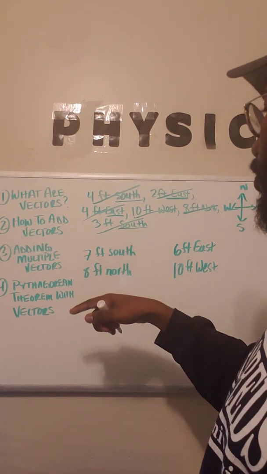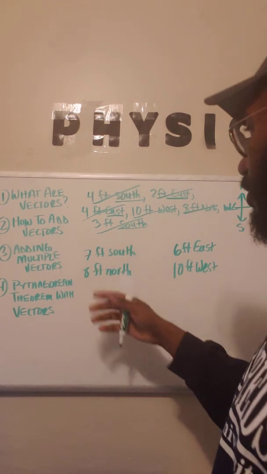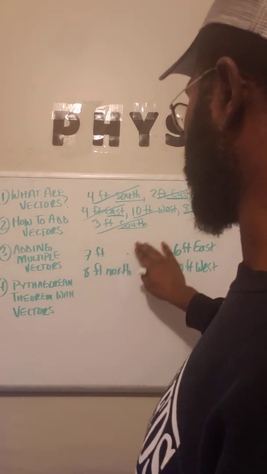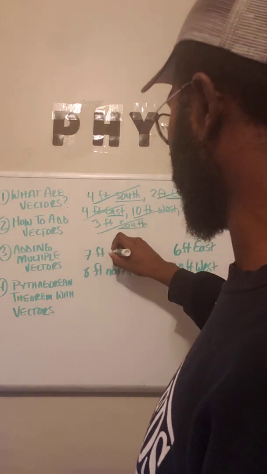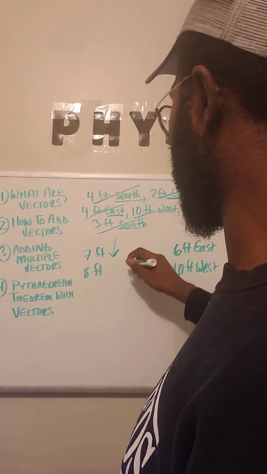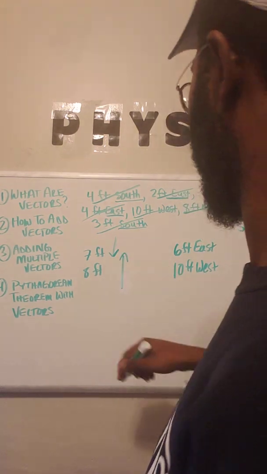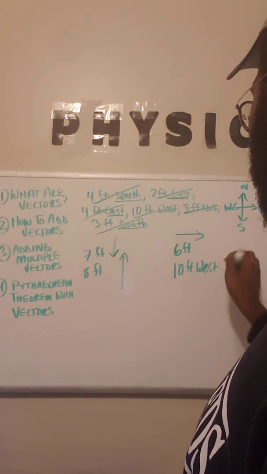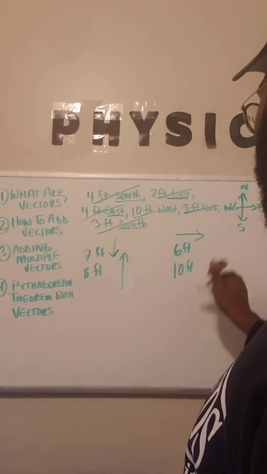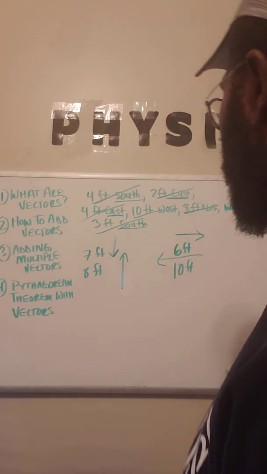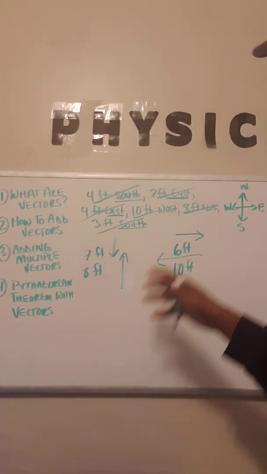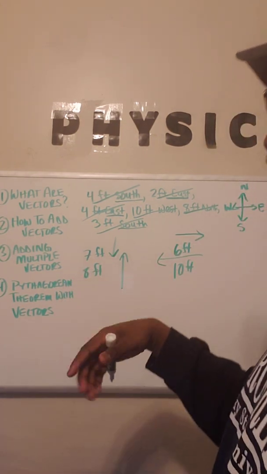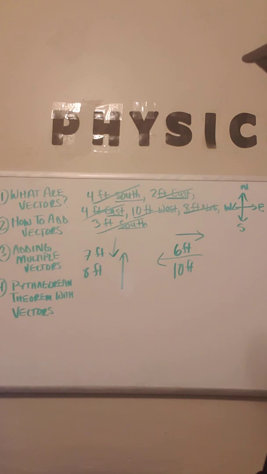All right. Now I know I can go ahead and draw these vectors if it's going to help. So I have 7 feet south. So instead of writing south, I'm going to draw this down. And then I have 8 feet going north. Now here I have 6 feet going east. And I have 10 feet going west. So as you can see from the drawn vectors, these are both in opposite directions. So I'm actually not going to use addition. I'm going to use subtraction.